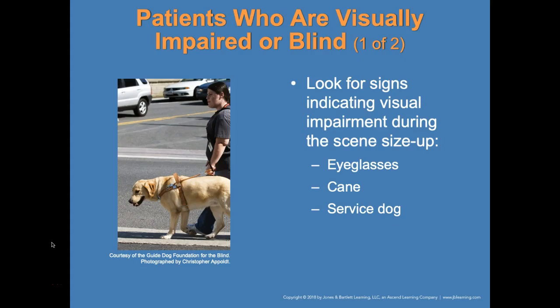There may be some signs indicating visual impairment. So are there eyeglasses laying around? Is there a white cane with a red tip sitting by the front door or by their recliner? Is there a service dog on scene? These are the kinds of things that we need to look at as we walk into the room, and we can get a better idea of what's going on with the patient. This is all part of our scene size up.